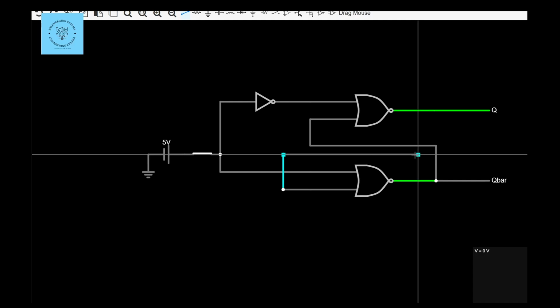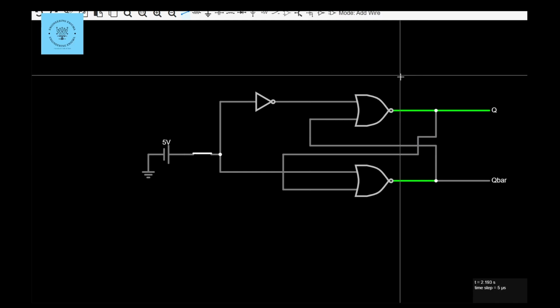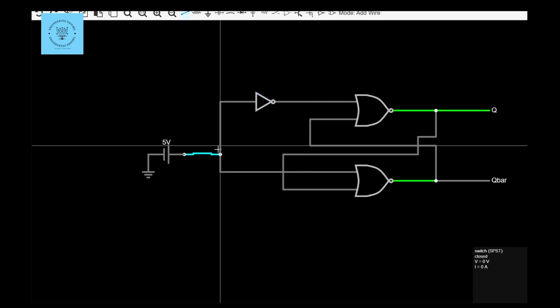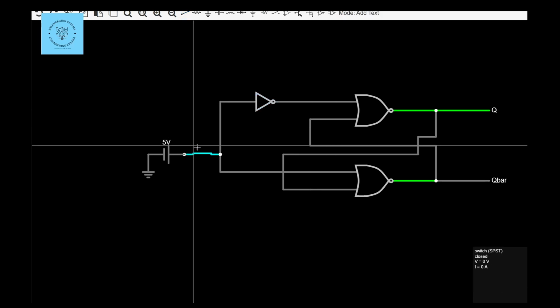Now let's look at the truth table. I will also display the truth table on the screen in between the video. When D equals 0, Q equals 0. When D equals 1, Q equals 1. This shows that the output follows the input and stores the value.